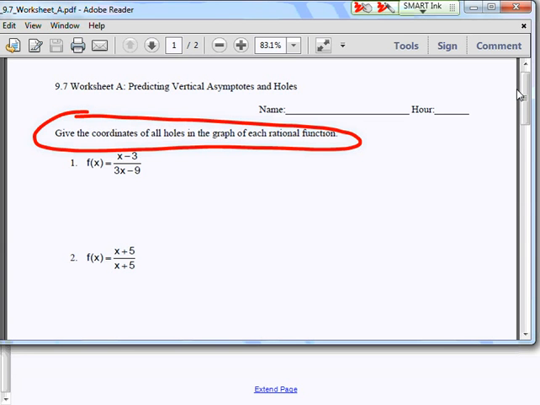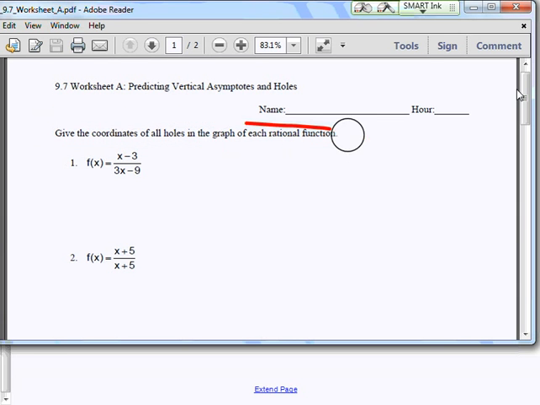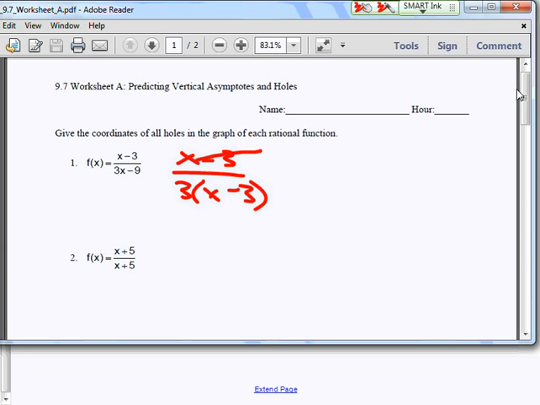All right. Give the coordinates of all holes. Ooh, it says coordinates. Maybe we should actually do this as coordinates, because that's what you're going to have to eventually do, and I don't want you to be behind. So what are the holes? Well, first of all, you just go (x - 3) over 3(x - 3). And then I can see that there's a hole here. Cancel, cancel. The hole was at x equals 3.